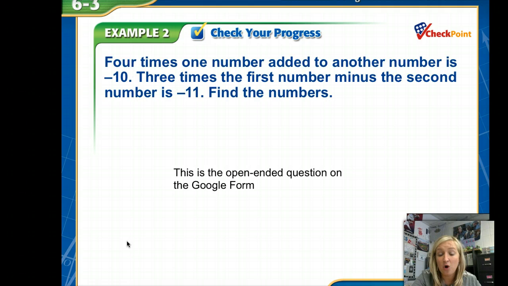All right, so this is the open-ended question on the Google form. I want you to try one. So 4 times one number, that would be x, added to another number, that would be y, is negative 10. 3 times the first number, that would be your x, minus the second number, y, is equal to negative 11. So set this up, use elimination, and find the two numbers.